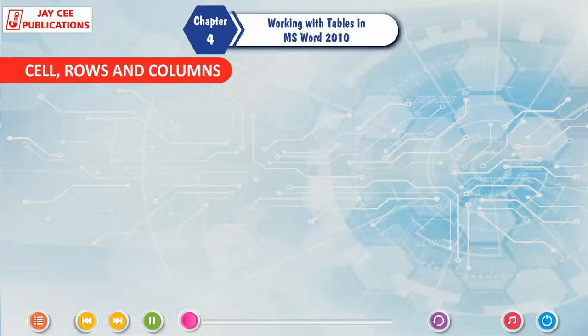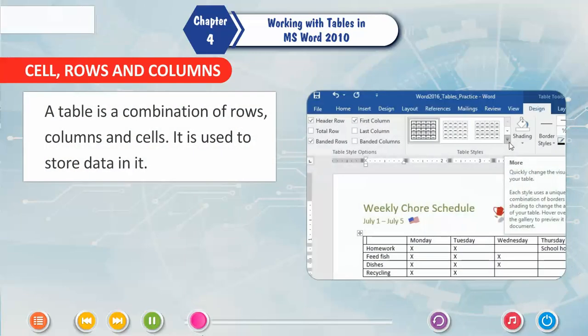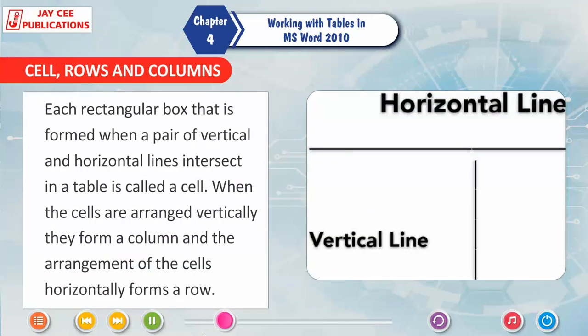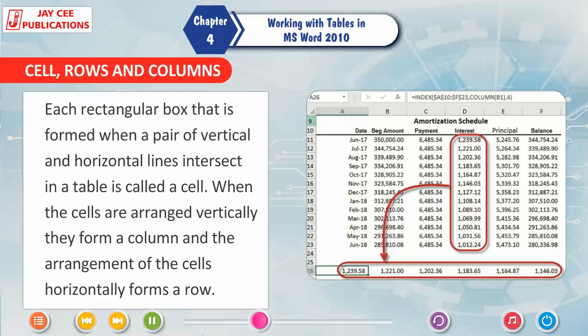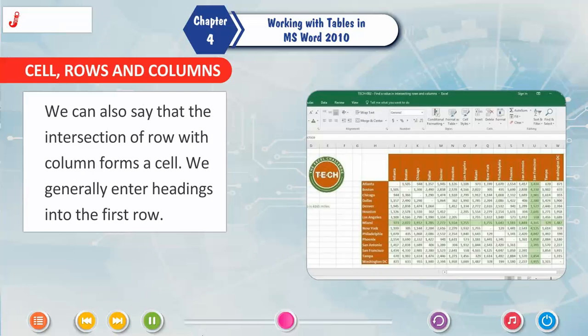Cell, rows and columns. A table is a combination of rows, columns and cells. It is used to store data in it. Each rectangle box that is formed when a pair of vertical and horizontal lines is inserted in a table is called a cell. When the cells are arranged vertically, they form a column, and the arrangement of the cells horizontally forms a row. We can also say that the intersection of a row with a column forms a cell. We generally enter headings into the first row.